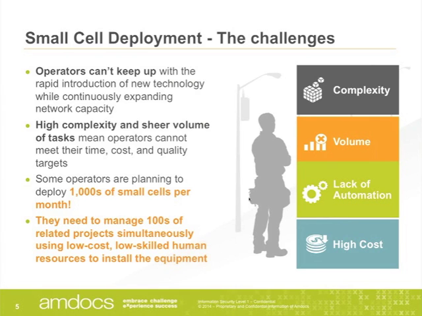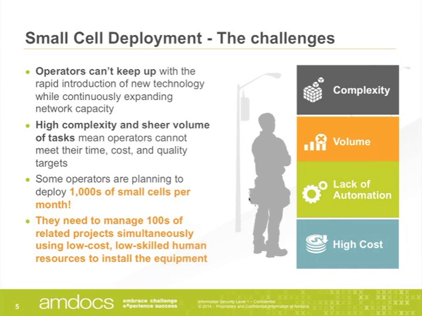So what are the challenges that operators are facing? Well, first of all, operators just can't keep up with the rapid introduction of new technology while they're trying to expand their network capacity. And one of the biggest problems with small cells is actually the complexity of the network. Now, that might not seem apparent to begin with, but we'll talk in a minute about that complexity and where it comes from in terms of the number of different backhaul technologies and possible permutations that you can have to deploy a small cell network.